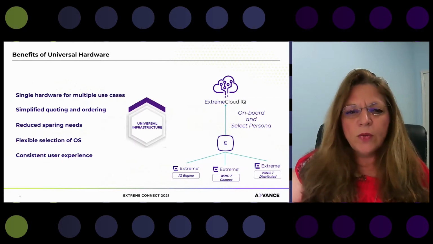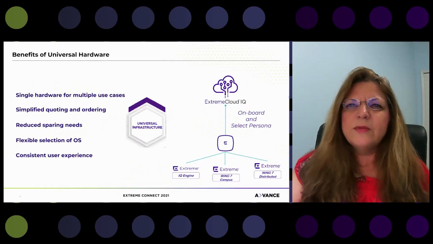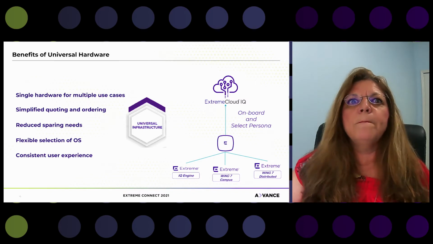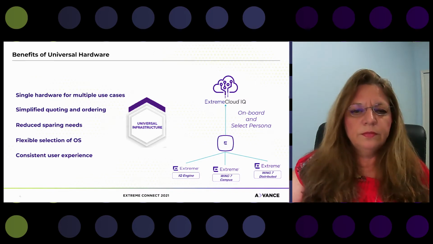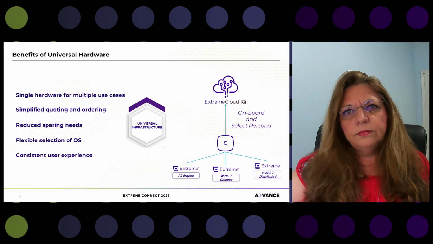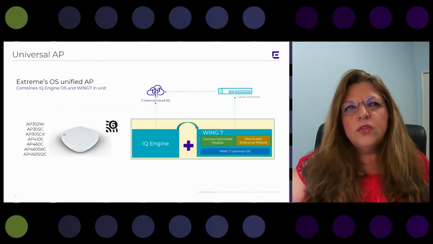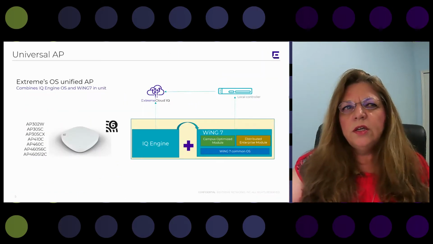So it's a single hardware for multiple use cases. We simplified the ordering process, we reduced the sparing, and we now can have selectable OSs. So once you register with the cloud, you have a consistent user experience across multiple platforms. So Extreme's OS unified our platforms.